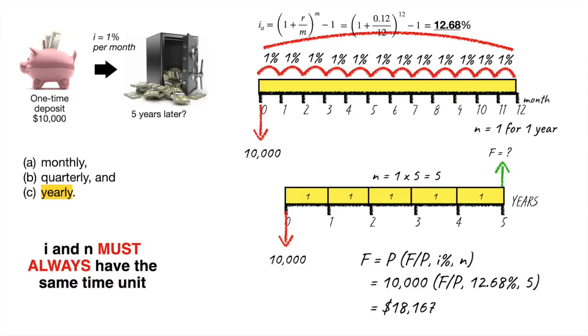So I hope you get the idea on how you can apply the effective interest rate and also the number of compound periods in solving for a single payment. So why don't you try the third part of this question on your own? And this is the final answer. See you in the next episode.